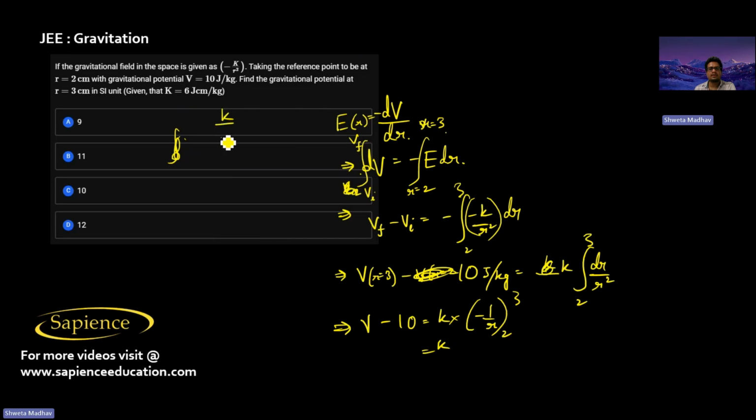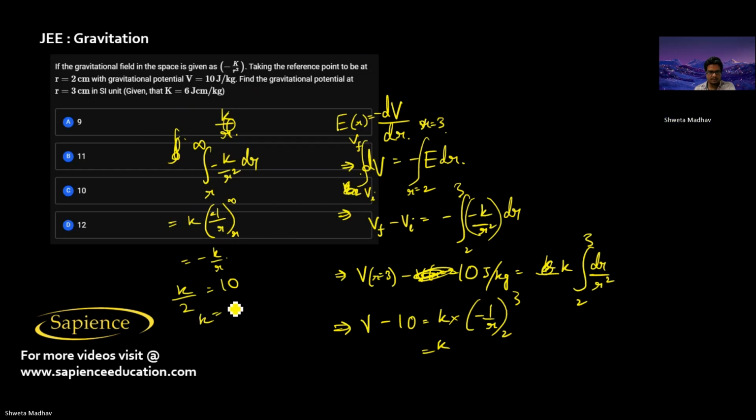So it will be k by r. The integral of minus k by r square dr from infinity to r. That will be k into minus 1 by r, from infinity to r. So this will be minus k by r. That k by 2 value is equal to 10. So k is equal to 20 joule centimeter per kg.